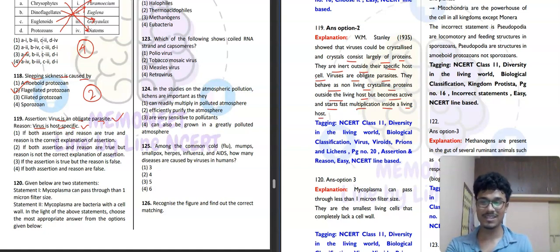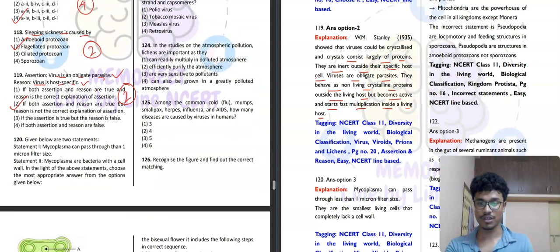So this reason is not telling why the virus is an obligate parasite. It is just saying a feature of the virus, that virus is host specific. Without a host, virus can't survive. But it is not saying why the virus is an obligate parasite. So both statements are correct, but the reason is not verifying the assertion. That's why the second option will be our correct answer for this question.